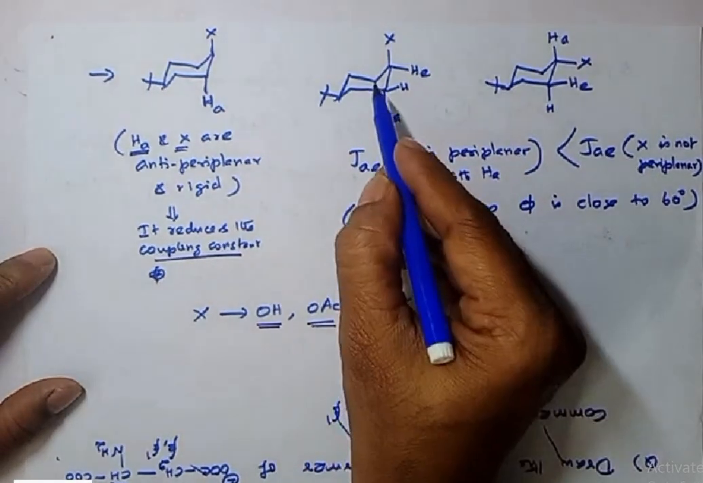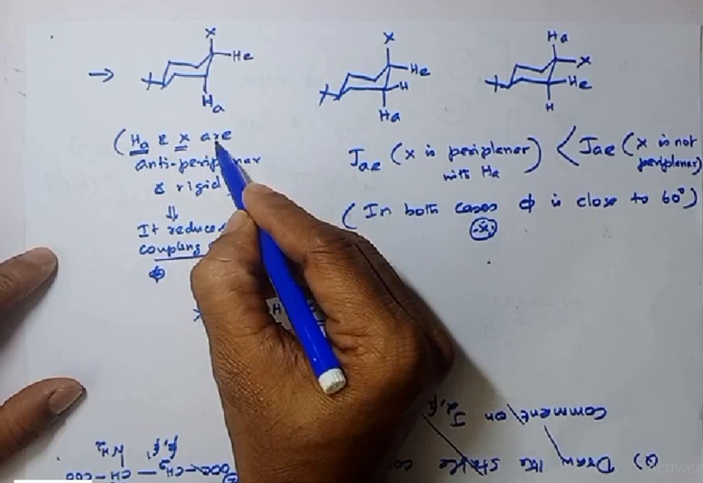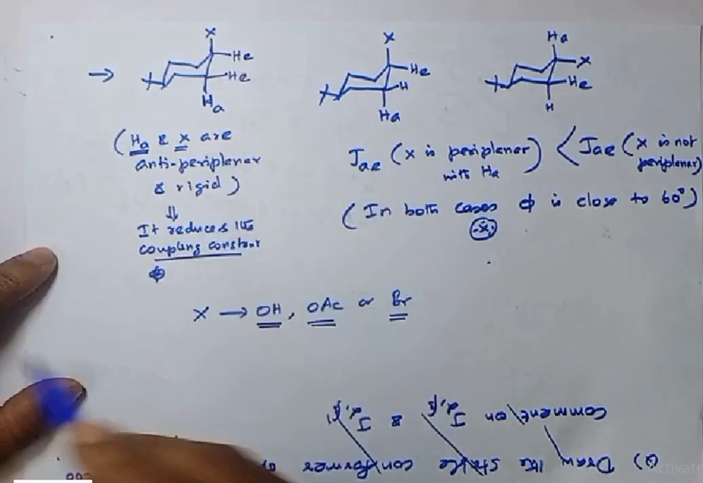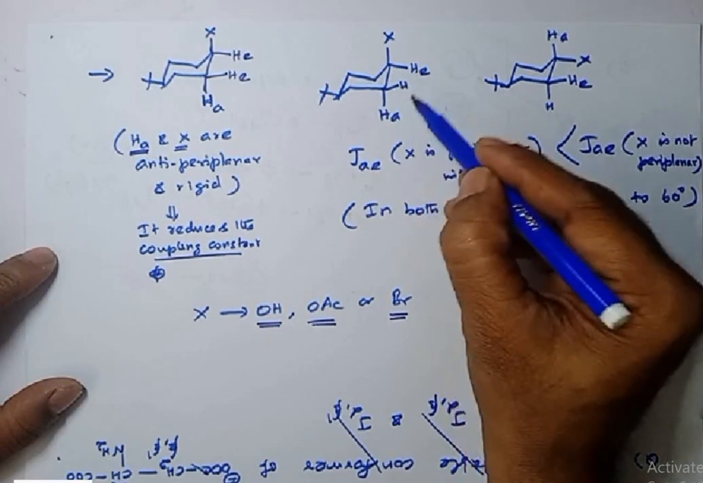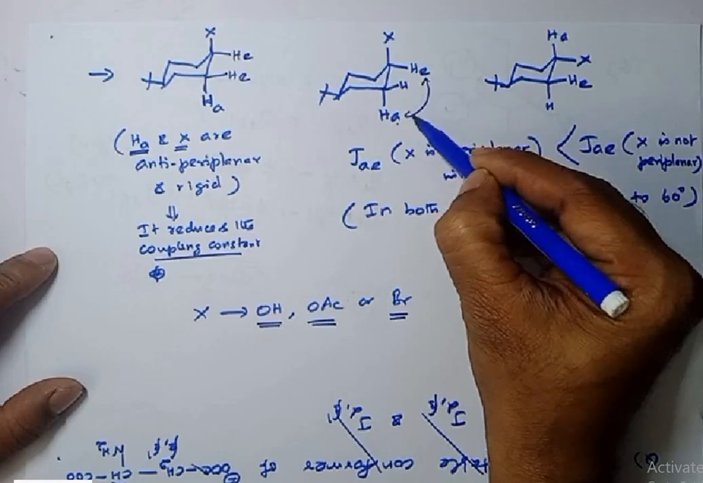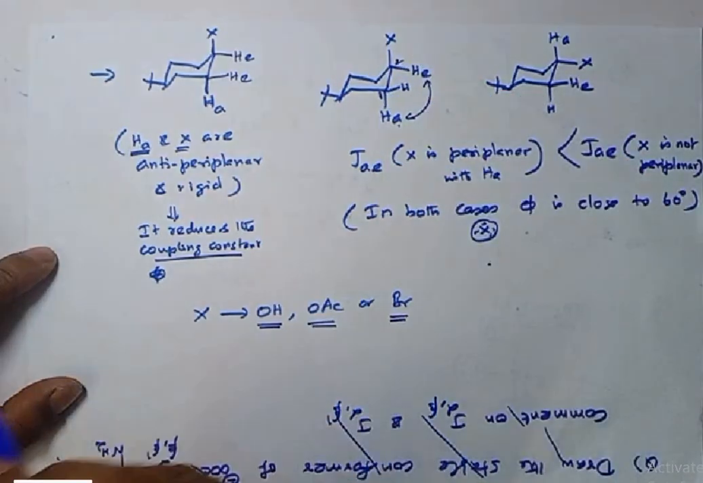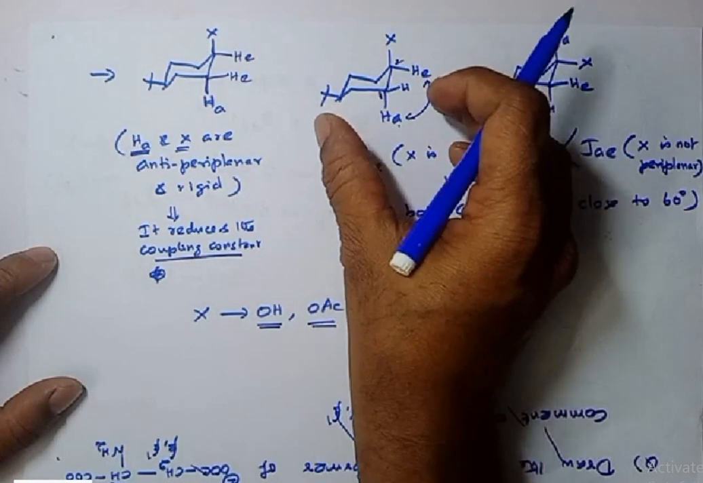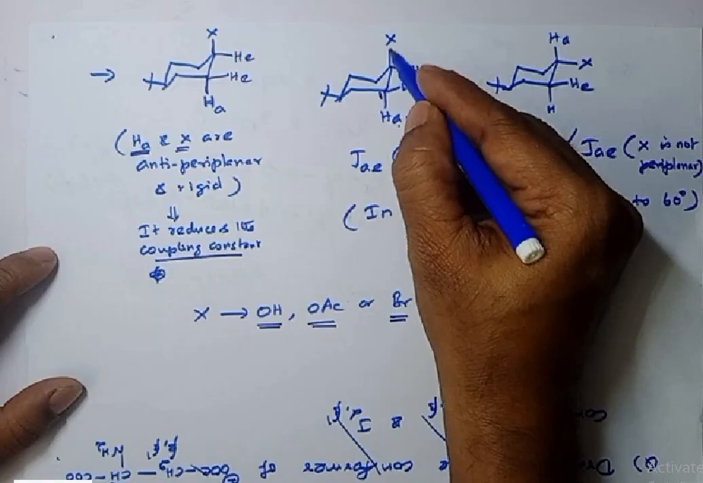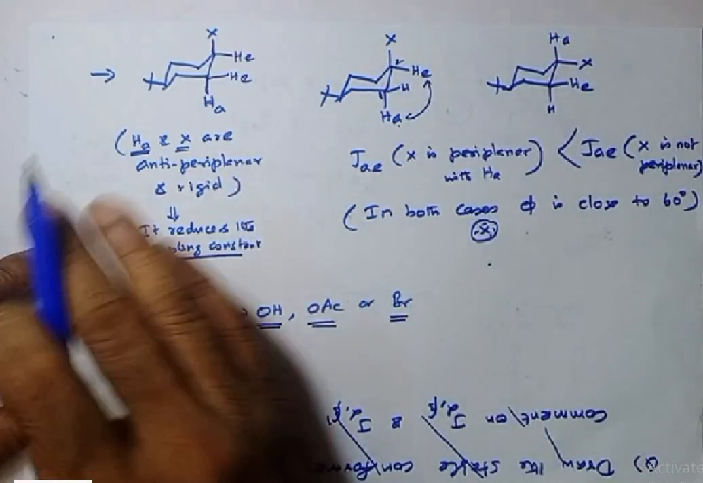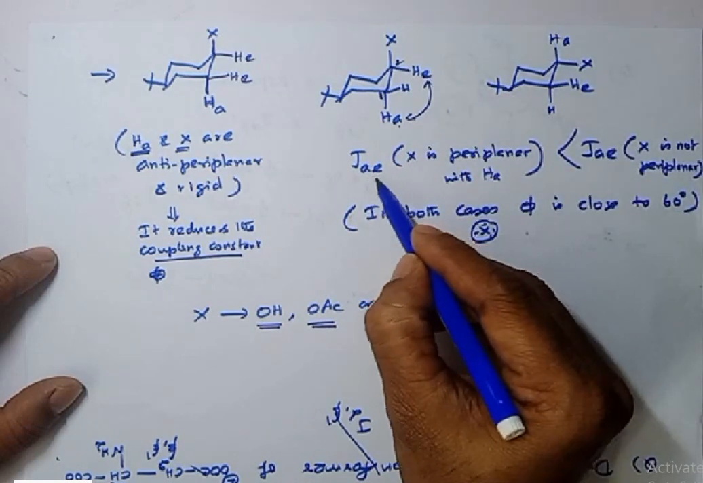For example, see here, we have an equatorial hydrogen here and another equatorial hydrogen here. Now listen carefully. In this case, consider the coupling constant between the axial hydrogen and the equatorial hydrogen. The axial hydrogen is present on carbon 1 here. Suppose this is carbon 1, this should be carbon 2. So it is a vicinal coupling. In this vicinal coupling, the system is rigid and we have an electronegative group, and the electronegative group and the axial hydrogen are anti-periplanar. In this case, what is the coupling constant between this axial hydrogen and the equatorial hydrogen?